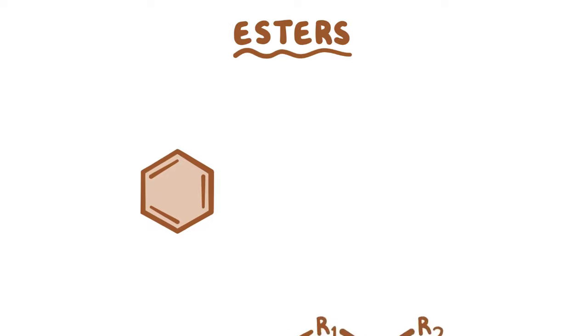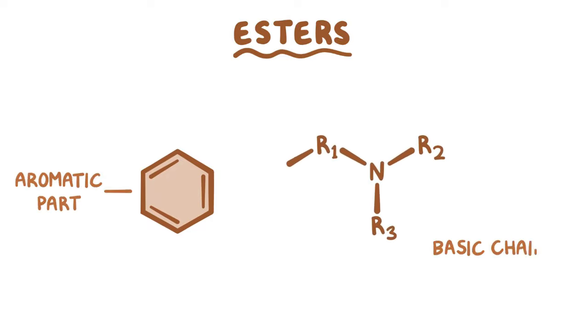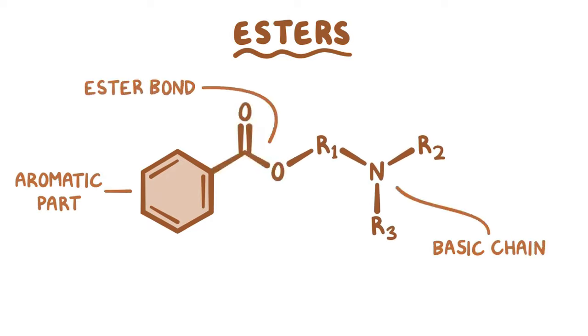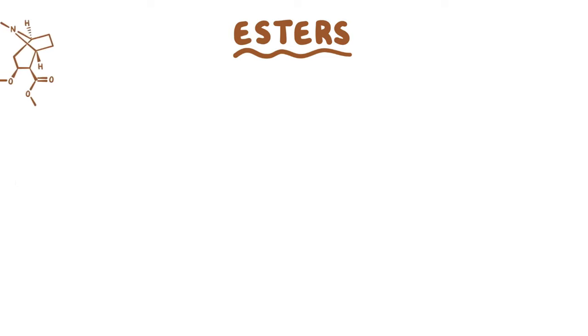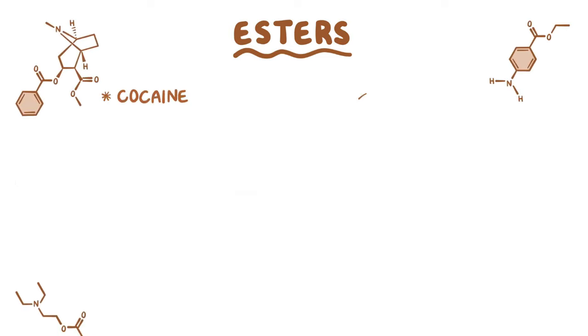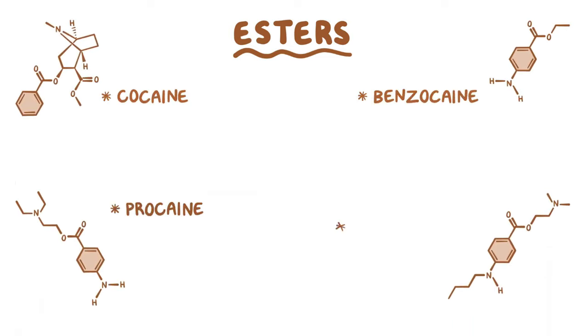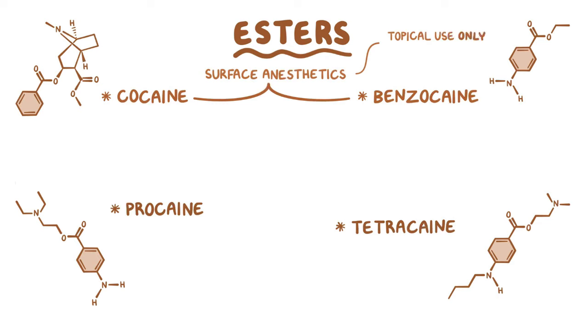Local anesthetics can be divided into esters and amides based on their molecular structure. Esters are made up of an aromatic part and a basic chain linked by an ester bond. This class of medications includes cocaine, benzocaine, procaine, and tetracaine. Cocaine and benzocaine are surface anesthetics for topical use only, since they have serious side effects.